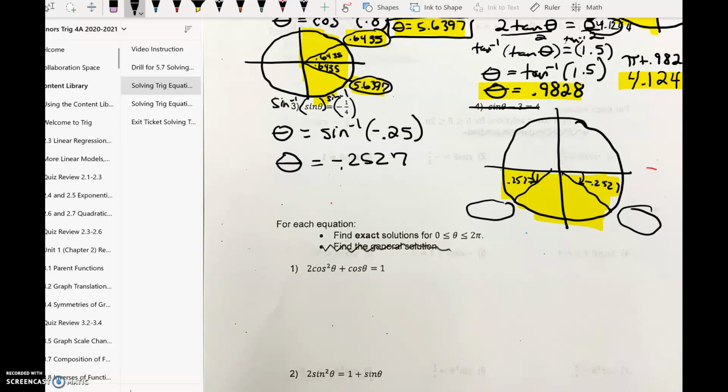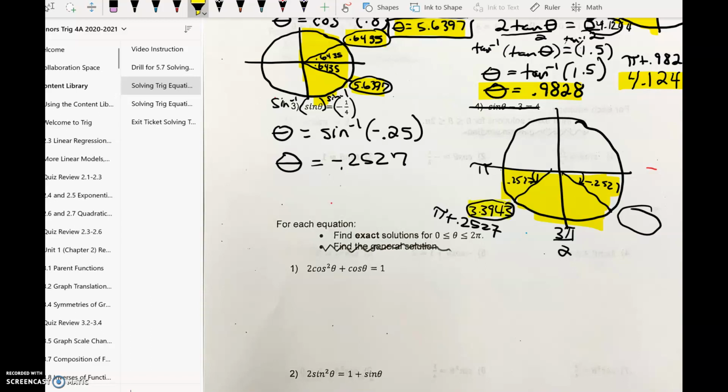And so in order to find my quadrant 3 and 4 answers, my quadrant 3 answer is 0.2527 away from pi. Remember, pi is right here, and it's headed towards 3 pi over 2. So it's getting larger. So this answer here is going to be pi plus 0.2527. So I'm going to put that in my calculator, pi plus 0.2527, and I get 3.3943. So that's one of my answers.